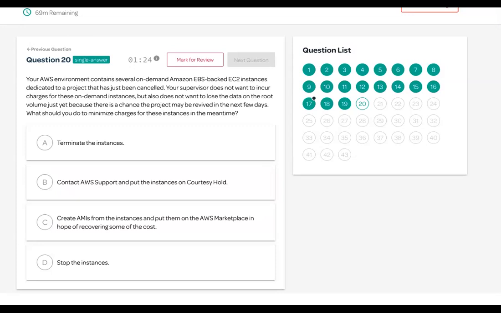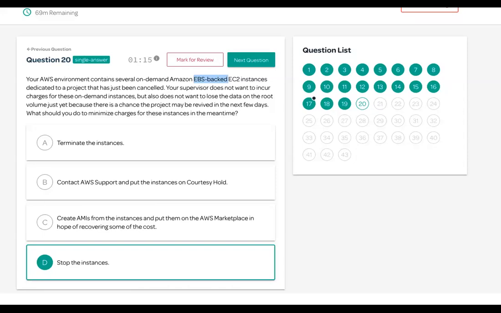You can just stop the instance, because since it is EBS backed, as soon as you start it again, you will get the same data. If you terminate, then everything would be gone. There is nothing like a hold option. And creating AMIs for the instances and putting them on the marketplace is not a good idea.